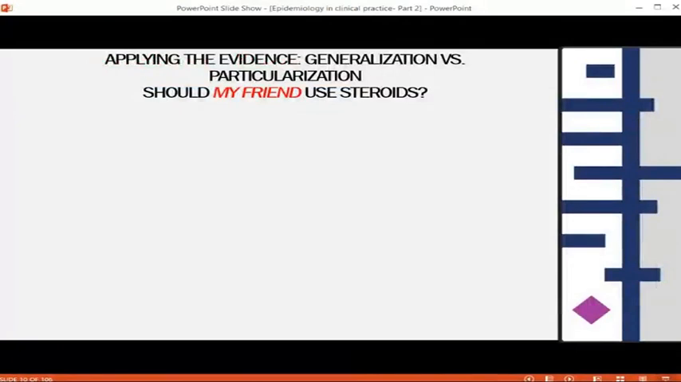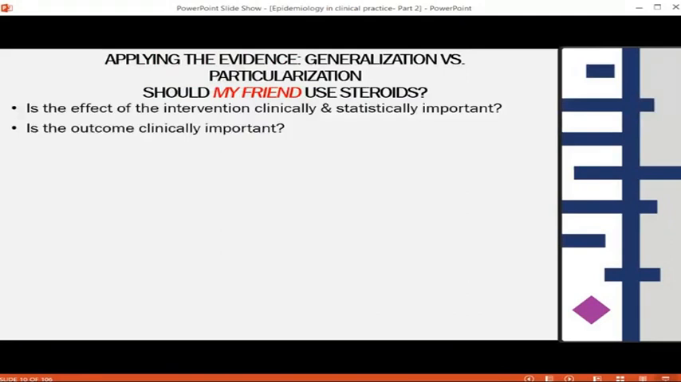Now we move to this presentation where we have to make the decision. How do we decide whether my friend should use steroids? I'm not talking about generalizing it to anybody, but to my friend. So we've discussed and shown you that steroids are effective clinically, and also there's not a chance difference. The outcome is very important for my friend because it's a precious baby. And we also know that the methods of the study were good, so we can trust the results. So this we have decided in the last session itself.